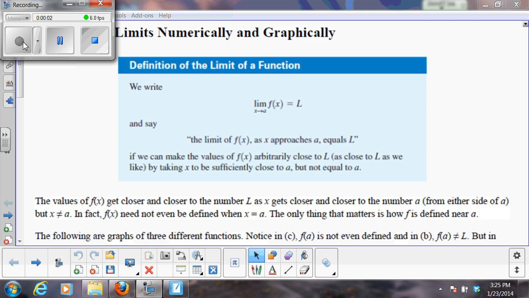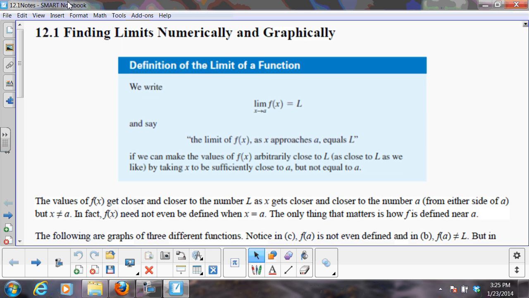This is section 12.1, the beginning of chapter 12, our last chapter, yay! And it has to do with limits. This is actually the beginning of really of calculus, right here, this section. What is a limit?